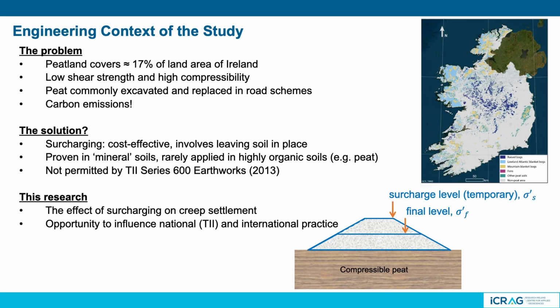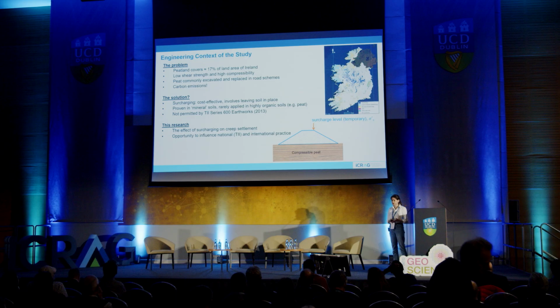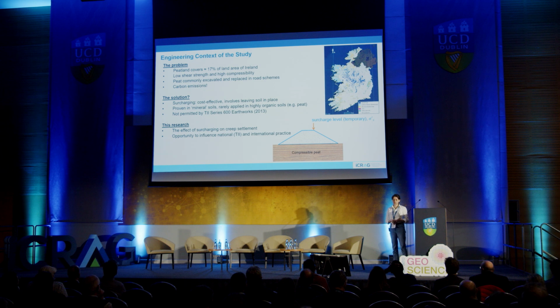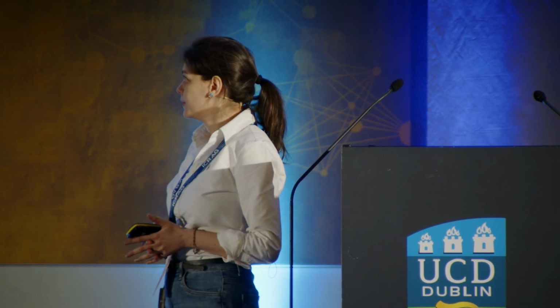As much as peat soil is good for the environment, it is quite challenging for construction because of its high compressibility and low shear strength. The common practice now in facing these kinds of soils is just to excavate and replace them, but it's not environmentally friendly, and it's also not practical for deep peat layers. So what is the solution?